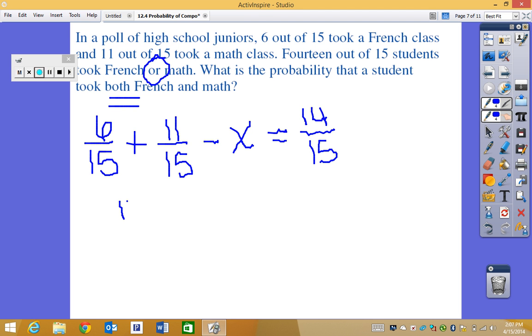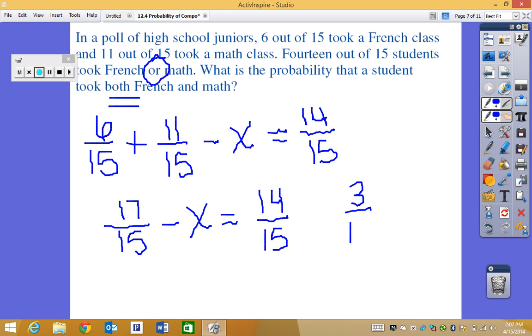So if we add the two together, we get 17 out of 15. We need to subtract the ones that took both, and that would give us the ones that took math or French. So it looks like the ones who took both would be 3 out of 15, which reduces to 1/5, which is 0.2 or 20%.